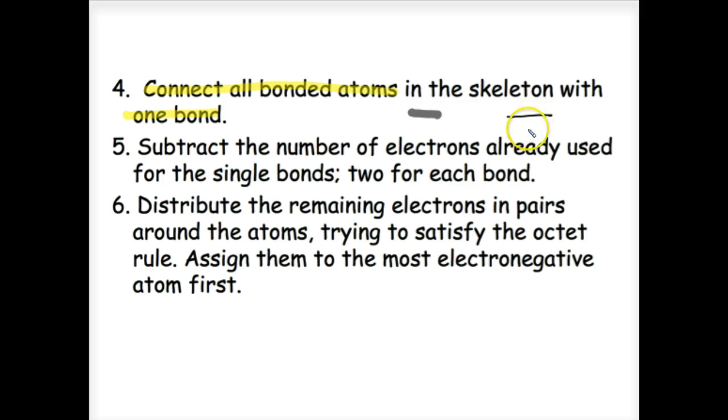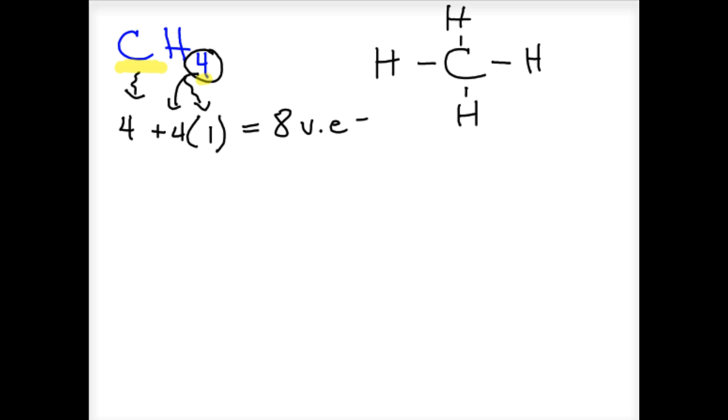Now, once I've put the dashes in, I have to subtract the total number of electrons that I used. The total electrons used is 2 per bond. So let's go back to our example. When I look at this, I have 2 electrons there, 2 electrons there, 2 electrons for each one. That's 8 electrons.